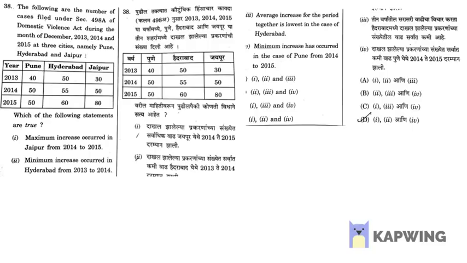Okay friends, now moving on to the next statement: minimum increase has occurred in the case of Pune from 2014 to 15. That is true, because there is no increase, that is the minimum increase. So statement 4 is absolutely correct. So statements first, second and fourth are correct. For that our option is D. Okay friends, so that was it for this series.